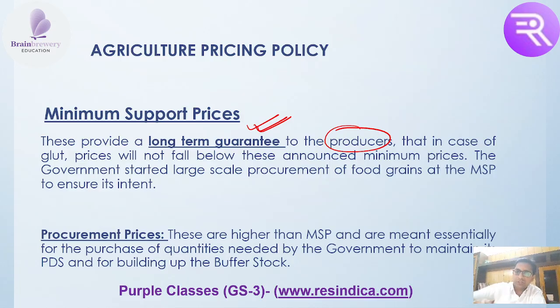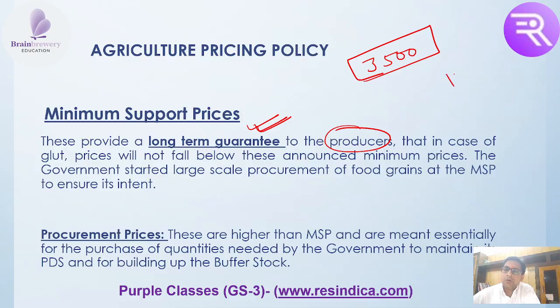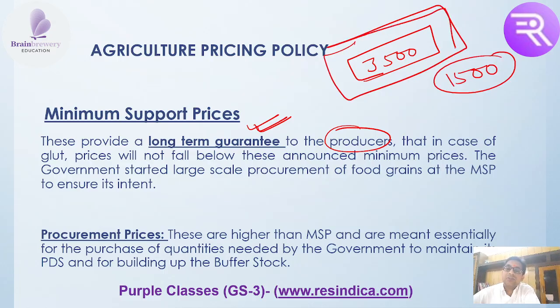Okay, if all of a sudden the prices go from very high to very low, the government has said that it will be buying at 3,500. Even if the market rate is going to 1,500, the government will be buying at 3,500, because that is the support price the government has already offered to the farmers. Even if the market prices are lower, the government will buy at 3,500. So the government does large scale procurement at the MSP.